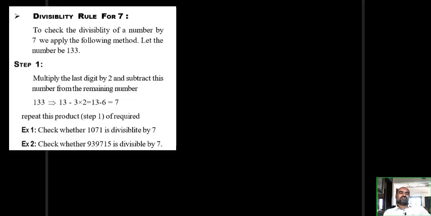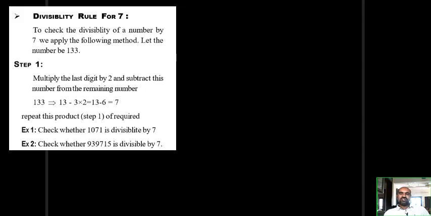Divisibility rule of 7. We have several methods. So this is one of the methods. To check whether a given number is divisible by 7 or not, we need to follow these steps. It says to multiply the last digit by 2 and subtract this number from the remaining number. The remaining number is sometimes called a truncated number.